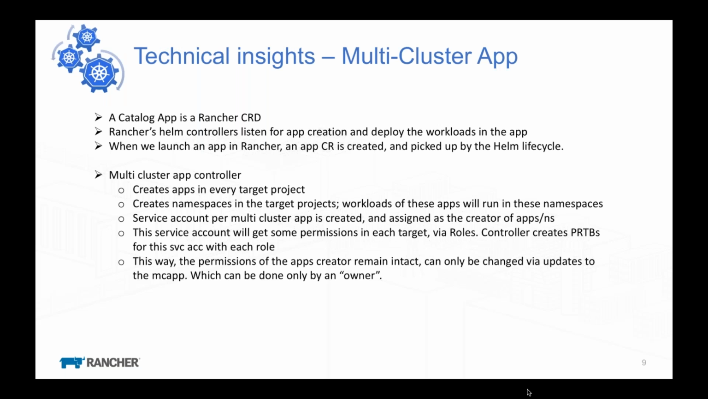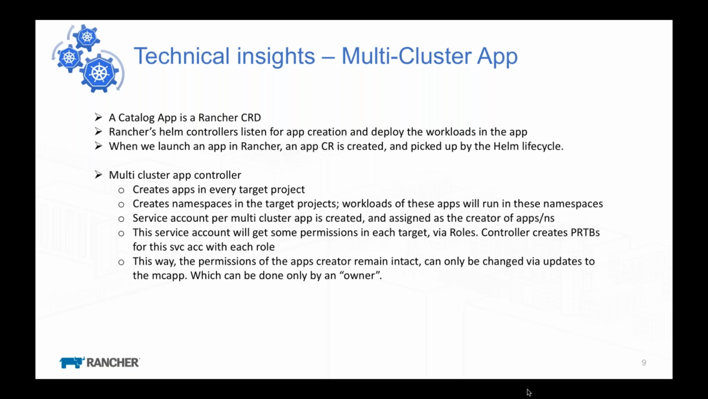A little bit of technical insight into how we are implementing multi-cluster app. A catalog app is a Rancher custom resource, and Rancher's Helm controllers listen for app creation, pick up this app, and deploy the workloads in the app onto the cluster. This feature already exists, and Rajesh already went over it in detail. When we launch an app in Rancher, an app custom resource is created and picked up by the Helm lifecycle. Multi-cluster app makes use of this.